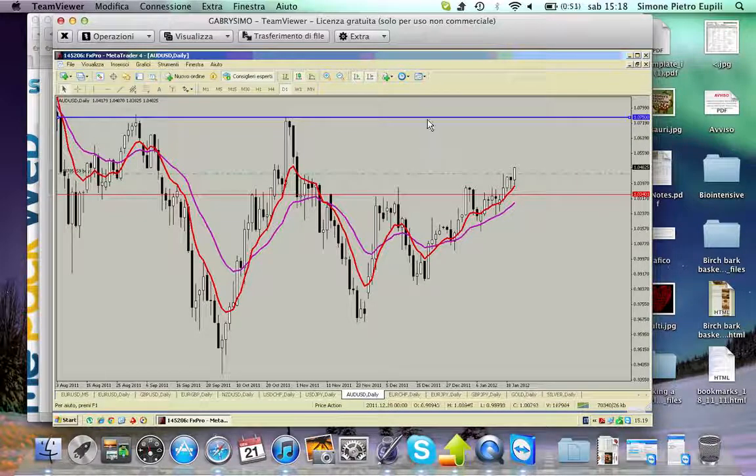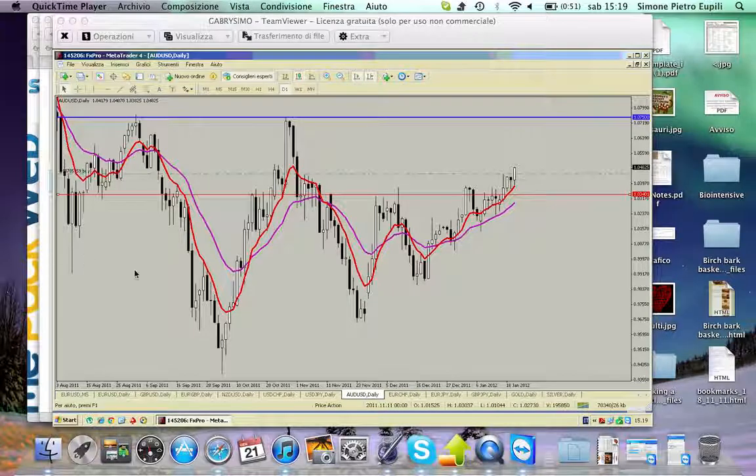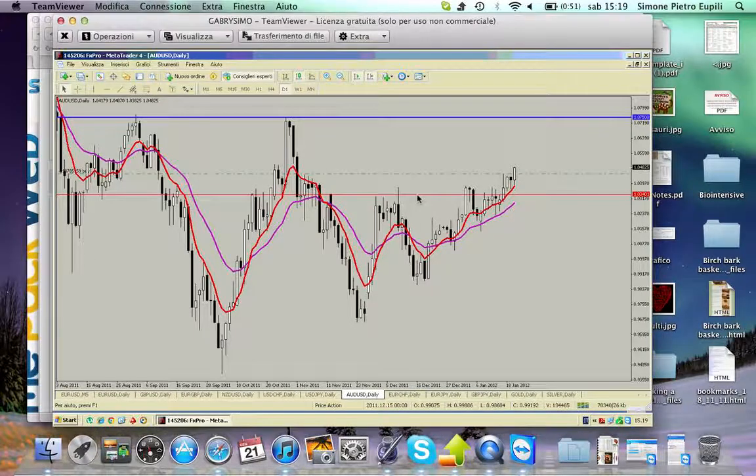The first thing to do is to put the lines where you see the support and resistance in the chart. This is a daily chart, so we spend only 5 to 10 minutes a day to analyze it.